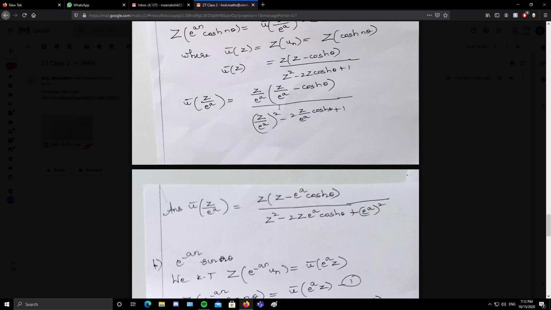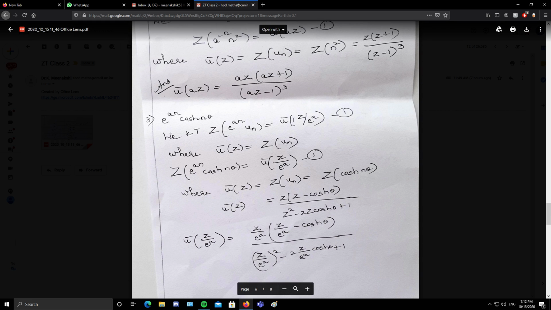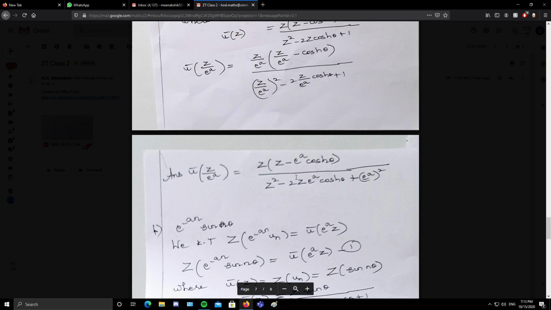Then comes the simplification. In the numerator you have e power 2a in the denominator, and in the denominator also you have e power 2a in the denominator, so e power 2a gets cancelled. So you get u bar of z by e bar a as z into z minus e bar a cosh theta by z square minus 2z e bar a cosh theta plus e bar a the whole square. So we have got this answer.